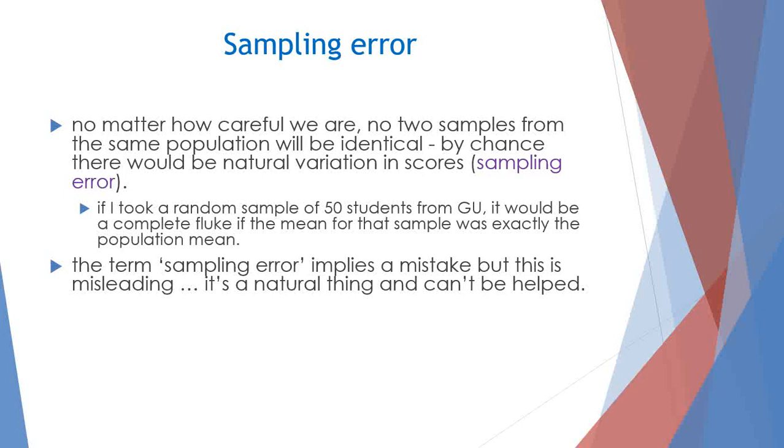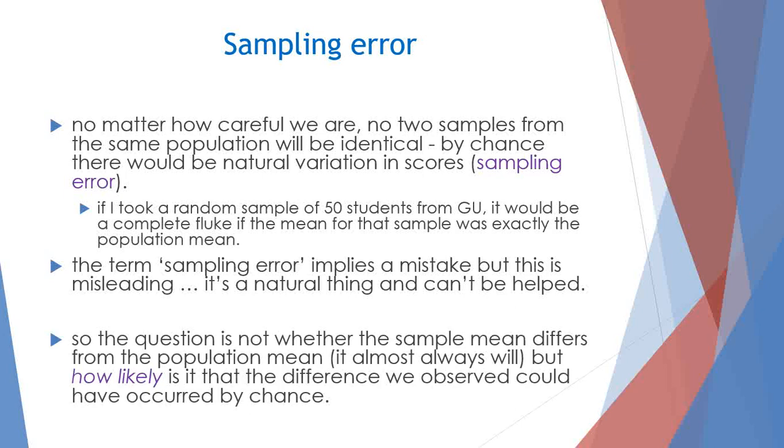Now, the term sampling error implies a mistake, but this is actually misleading. It's a natural thing that can't be helped, but that we should take into consideration. The question is not whether the sample mean differs from the population mean. It almost always will, but how likely is it that the difference between what we observed could have occurred by chance? And that's where we have inferential statistics and null hypothesis testing.